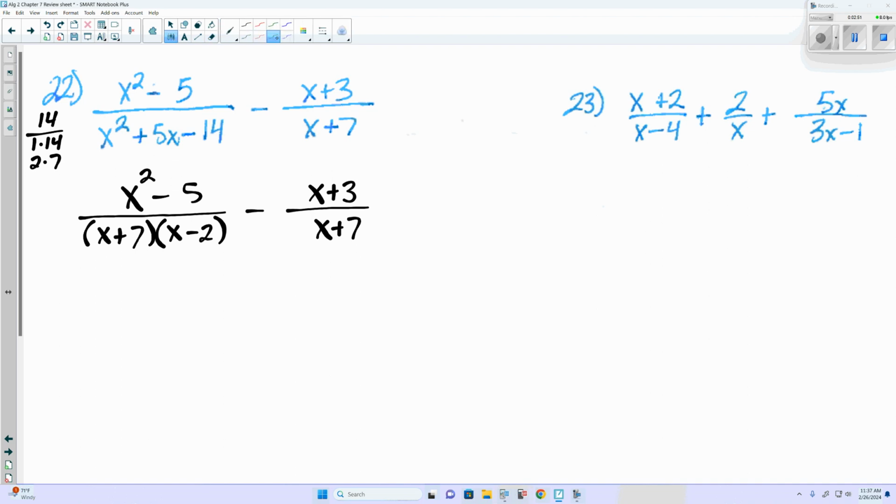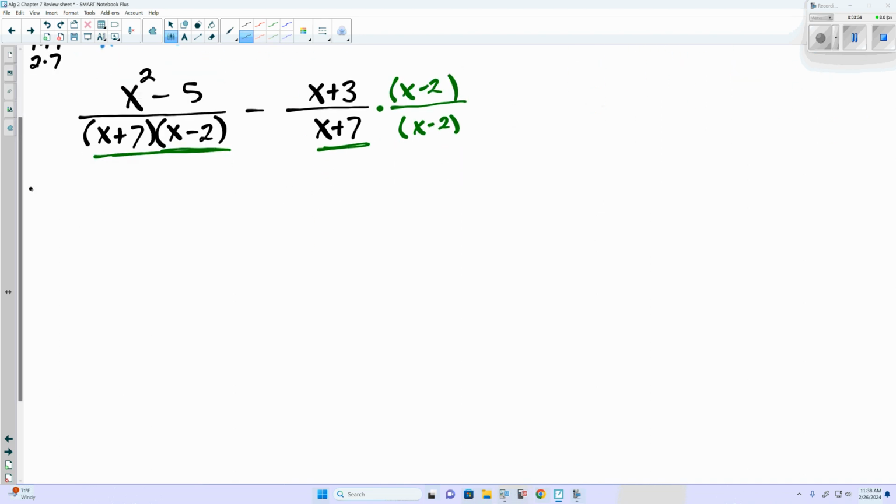Now, we need to get the denominators to be the same. The one on the right has x plus 7, but it's missing x minus 2. So we're going to multiply on top and bottom by x minus 2. Now, is there anything the one on the left doesn't have that the one on the right does? Well, no, right? Because the only thing the one on the right had was x plus 7. The one on the left has it. So we don't have to multiply the one on the left by anything. It's just going to stay the same.